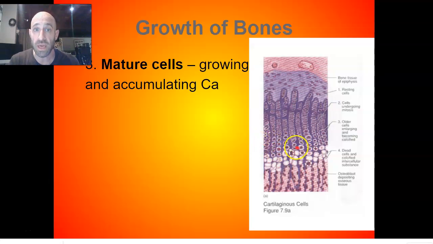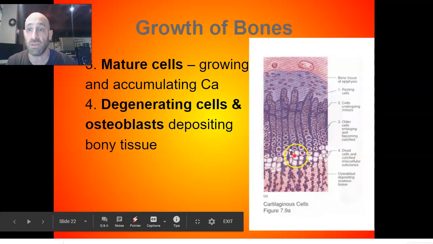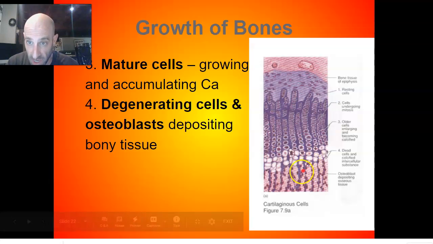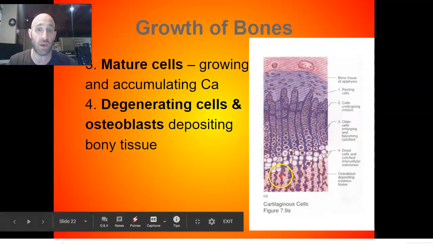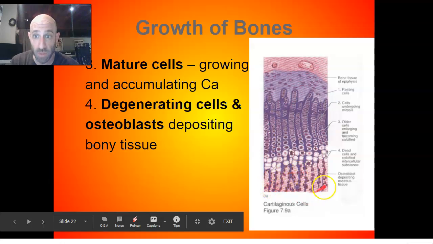So the third zone is the maturation. These cells start to mature, they grow outwards, and then they die. And when they die, they leave these empty rooms behind. And then we have our final zone here, which is considered the zone of ossification or the zone of degeneration. And what's happening here is, you can see it, osteoblasts come in. So osteoblasts come in and they start to convert that cartilage into bone, just like in endochondral ossification. They convert that cartilage into a bone material, so everything down below this point becomes bone.